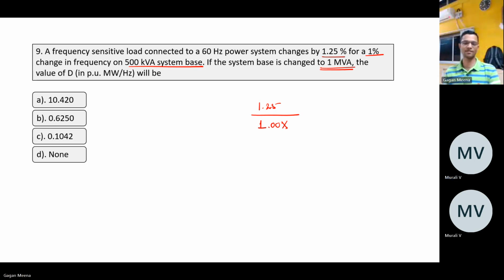So here the change in system base. First, you can calculate it on the machine base, which is 500 kVA, then convert it into the 1 MVA base. It's 0.5, 0.625. How did you calculate? No, I think this frequency is in hertz, so that is to be changed.